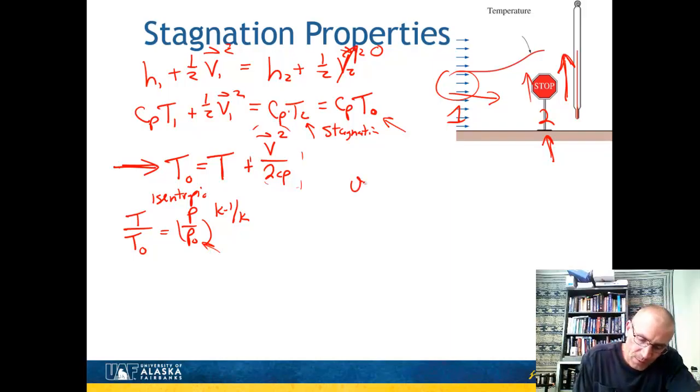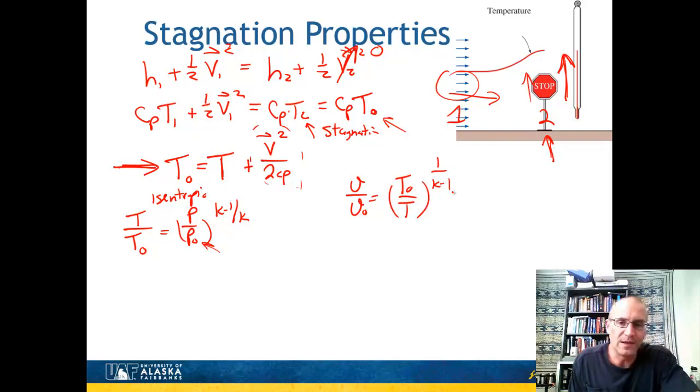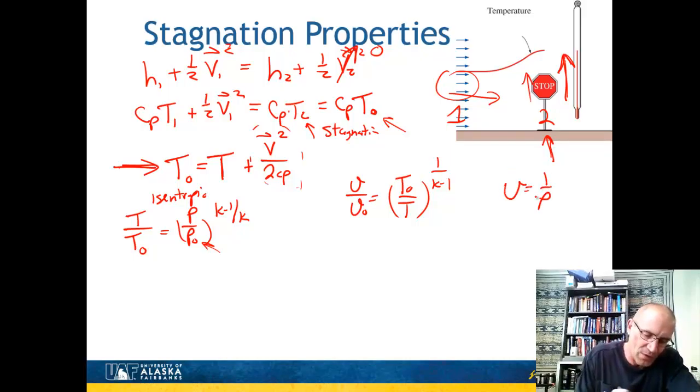I can do a similar thing with volume. So remember we had V over V naught is equal to T naught over T to the 1 over (k minus 1). Again, just an isentropic relation. And so from there, I can talk about what my stagnation specific volume is. And now here, a little bit of danger again. Compressible flow literature doesn't tend to use specific volume. They tend to use density. And remember that the specific volume is just 1 over the density.